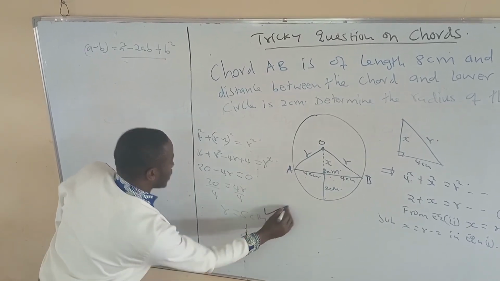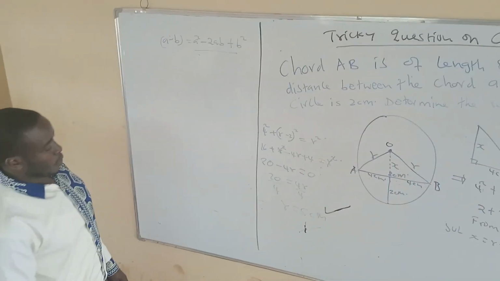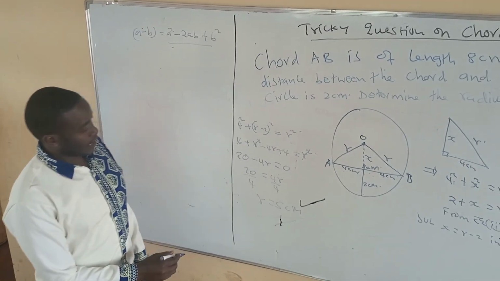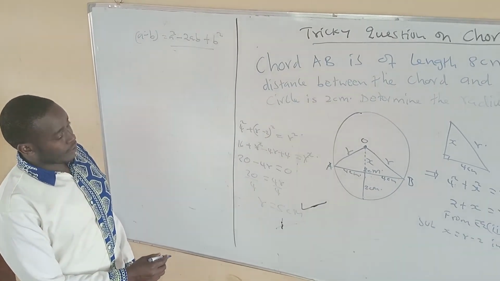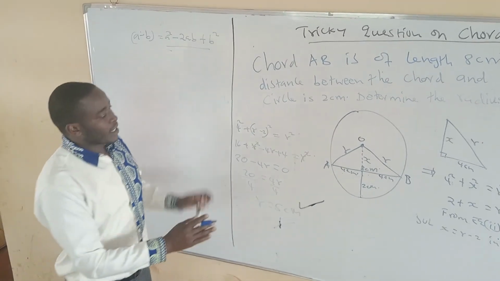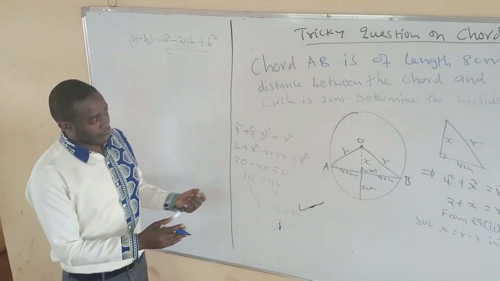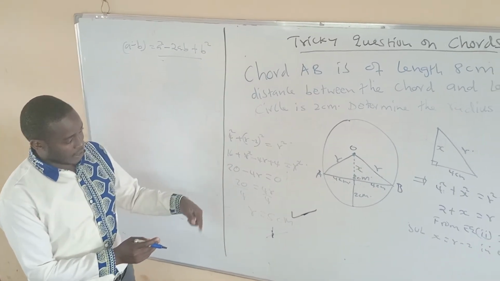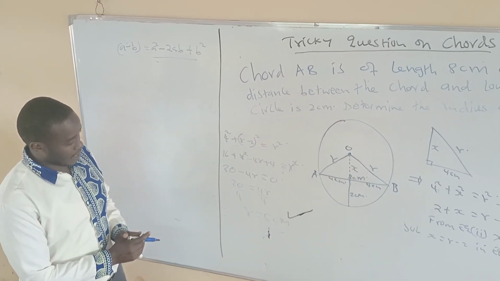So that is what the question wanted me to do, to get the value of the radius. The radius is 5 centimeters. So that is the radius of the circle. It's a very simple question, but it had some complications of realizing or thinking that way.